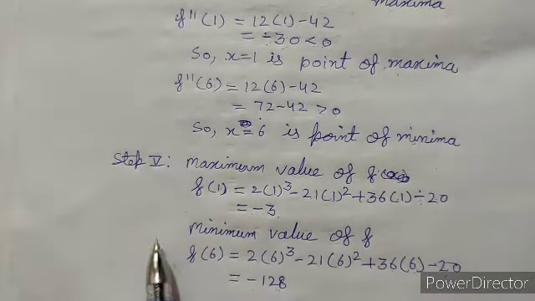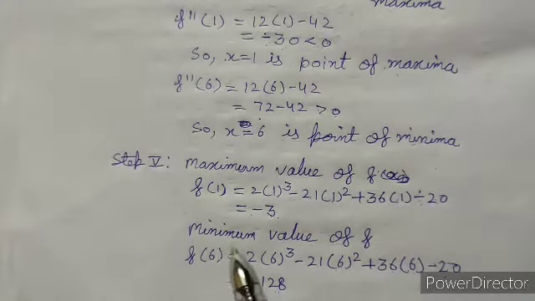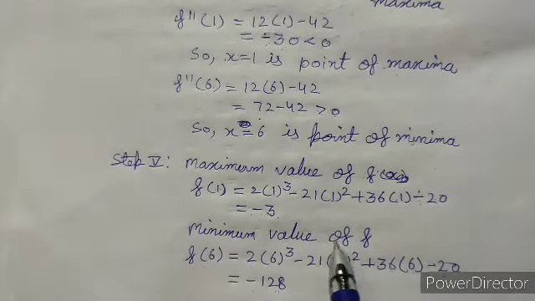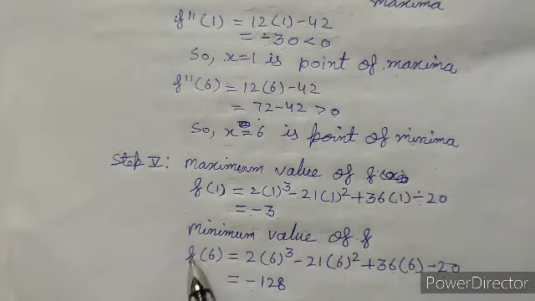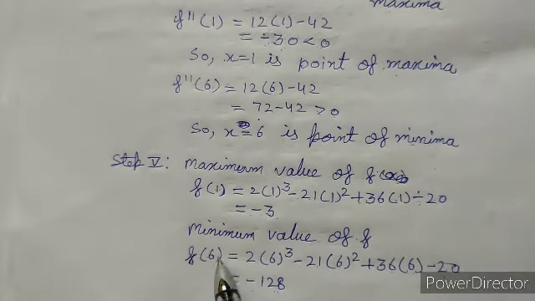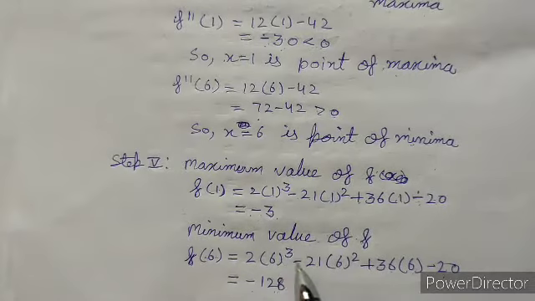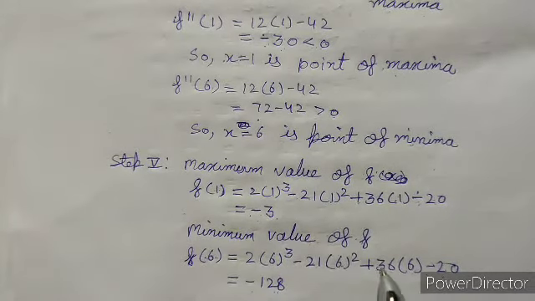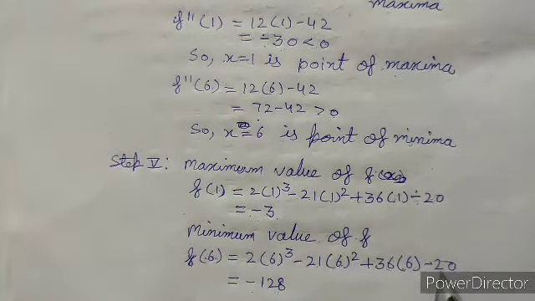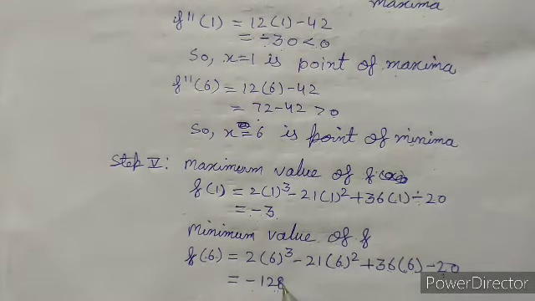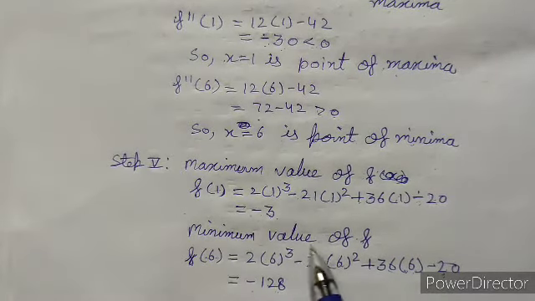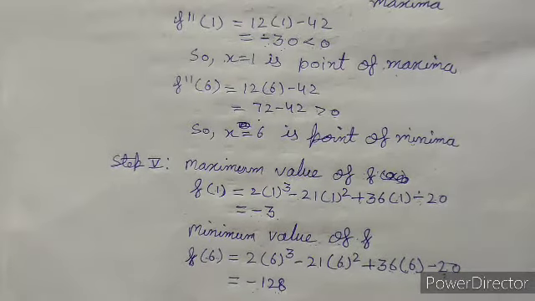Now as x = 6 was a point of minima, the minimum value of the function f will be obtained by f(6), and that will be 2 × 6³ - 21 × 6² + 36 × 6 - 20, and that is -128. That means the minimum value of the function f is -128.